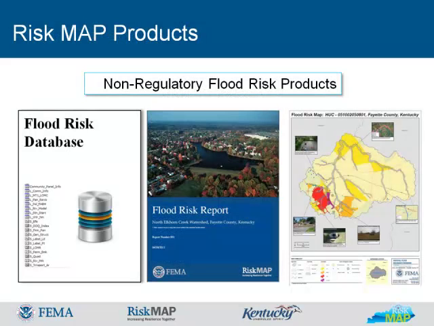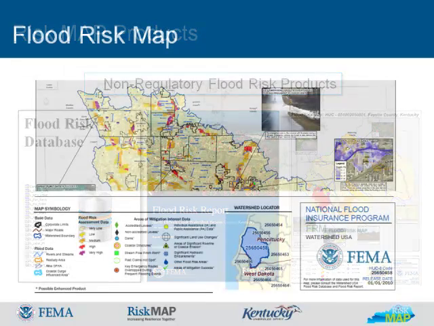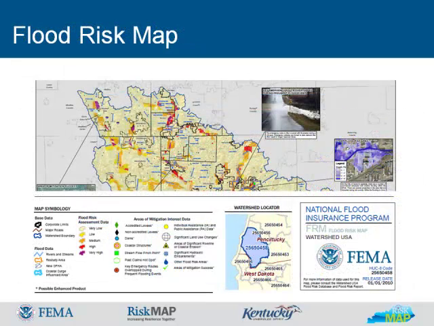The non-regulatory products created through RiskMAP watershed studies include the Flood Risk Database, the Flood Risk Map, and the Flood Risk Report. These products do not seek to replace the regulatory products, the FIRM database, flood insurance study, and the FIRM. Those will continue to be produced for each watershed study. The non-regulatory products are intended to provide additional information to increase flood risk understanding and awareness, risk communication, collaboration, and mitigation. The Flood Risk Map provides a visual representation of the potential flood risks in the watershed.